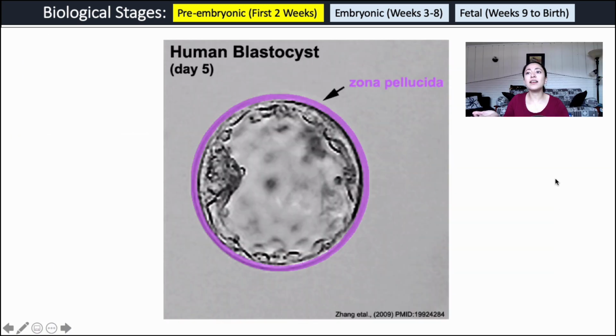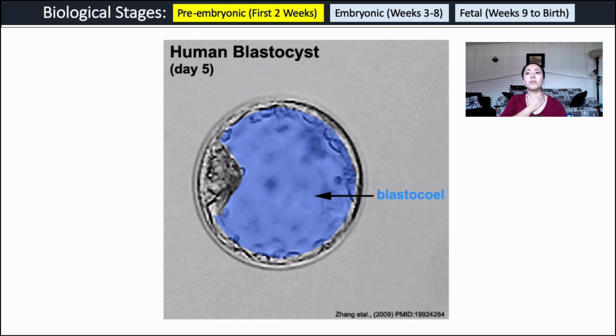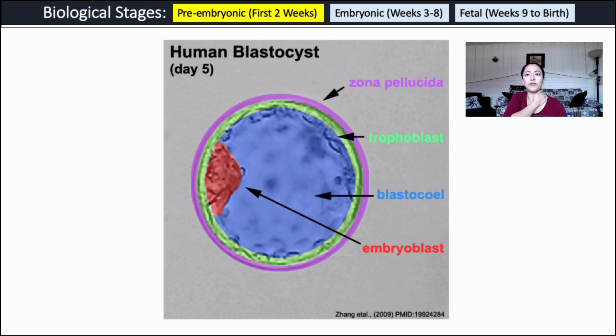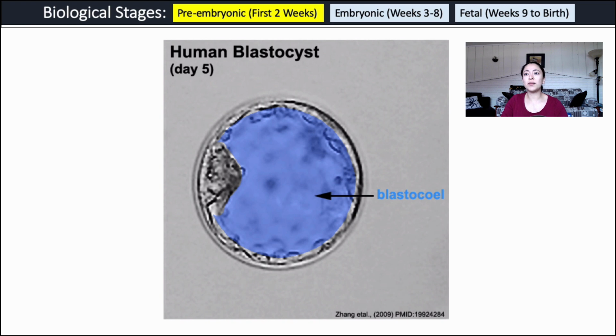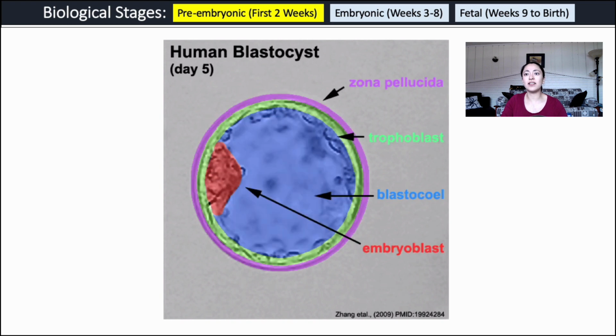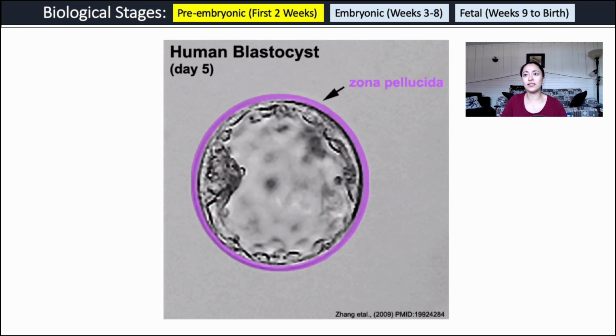This diagram highlights the different parts of a human blastocyst 5 days after fertilization. So here you can see the zona pellucida, trophoblast, blastocele, embryoblast, and then all of them highlighted.